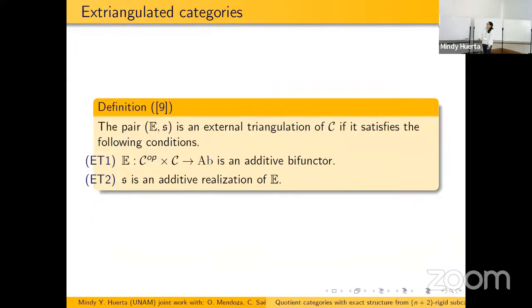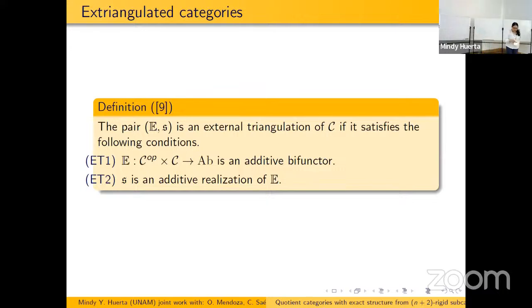Let me present the definition of an X-triangulated category. When we talk about an X-triangulated category, we need to consider three main ingredients. The first is an additive category C. The second is a bifunctor E from this product category to abelian groups. And the third is something that they call a realization of E.